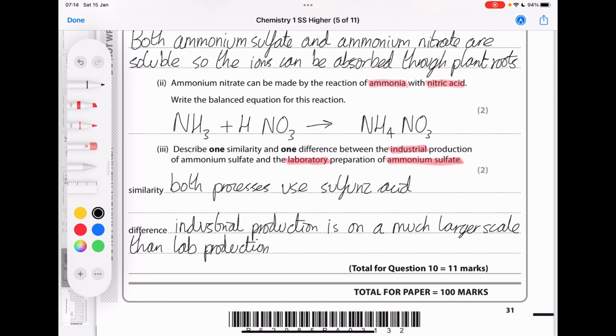We could also have said that industrial production is a continuous process, i.e. it does not stop. And lab production is a batch process. In a lab, you make some ammonium sulfate, you tidy up the equipment. If you want to make more, you then start again from scratch. Industrial production uses massive reacting vessels that you continuously pump chemicals into one end and extract the product out the other.